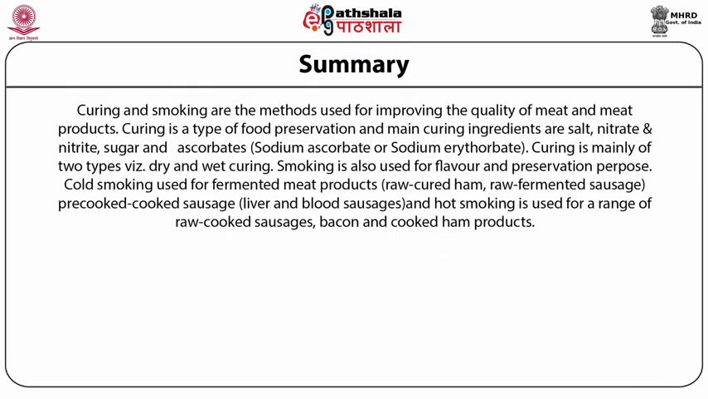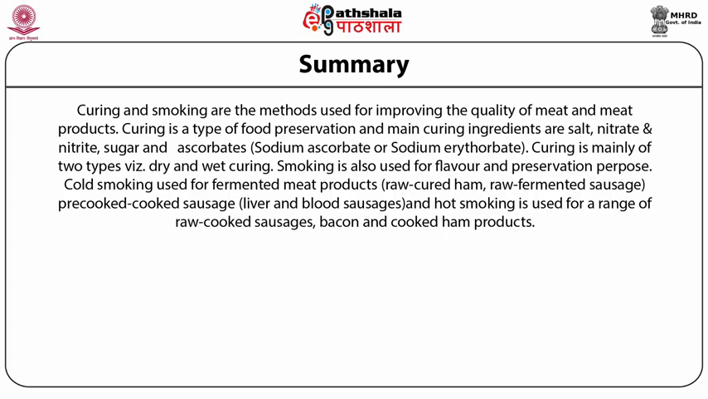Curing and smoking are the methods used for improving the quality of meat and meat products. Curing is a type of food preservation, and the main curing ingredients are salt, nitrate and nitrite, sugar, and ascorbates like sodium ascorbate or sodium erythorbate. Curing is mainly of two types: dry and wet curing. Smoking is also used for flavor and preservation purposes.